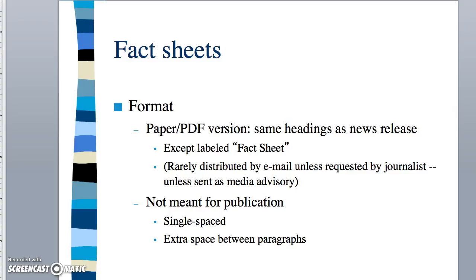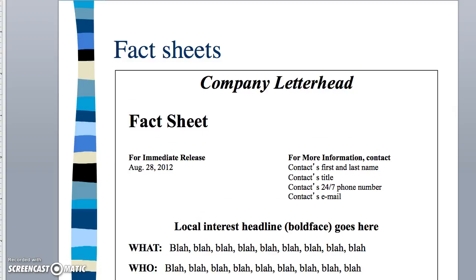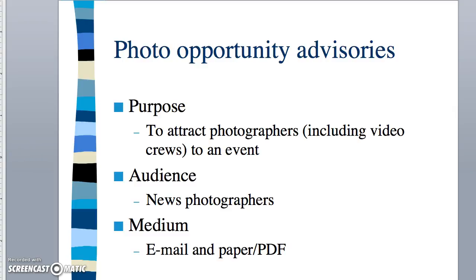Again, paper, PDF, label it fact sheet, single space, extra space between paragraphs. Again, this is the format, pretty straightforward. Then there's also photo opportunity advisories. This is really for photographers, including video crews. And so your audience is news photographers and videographers. You would either email this or give it to them on paper.